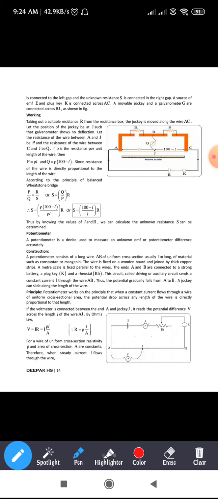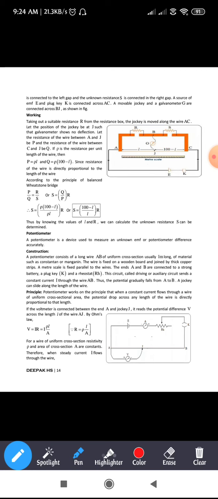So what do you mean by this potential difference? Potential difference is nothing but a voltage drop. We also call that one a voltage drop. So potentiometer is a device which is used to measure the unknown EMF, or to measure the potential difference accurately.